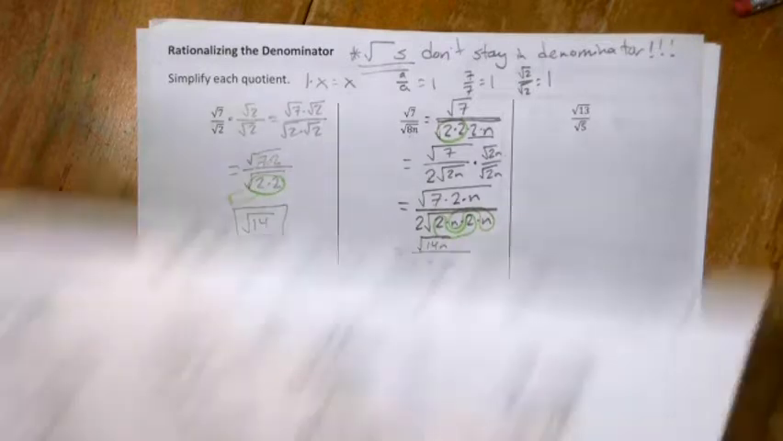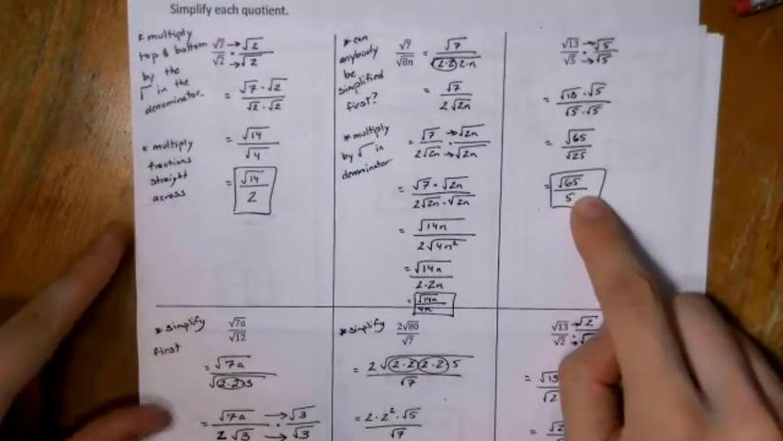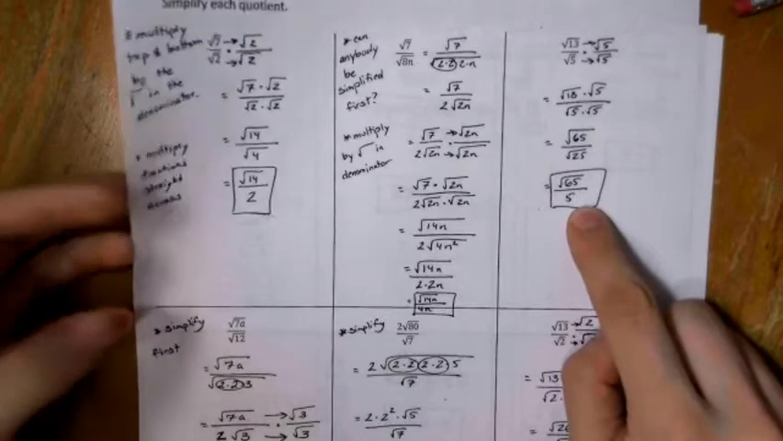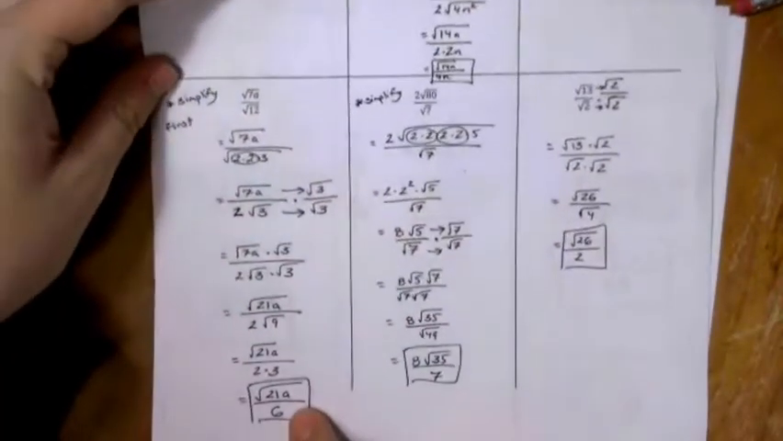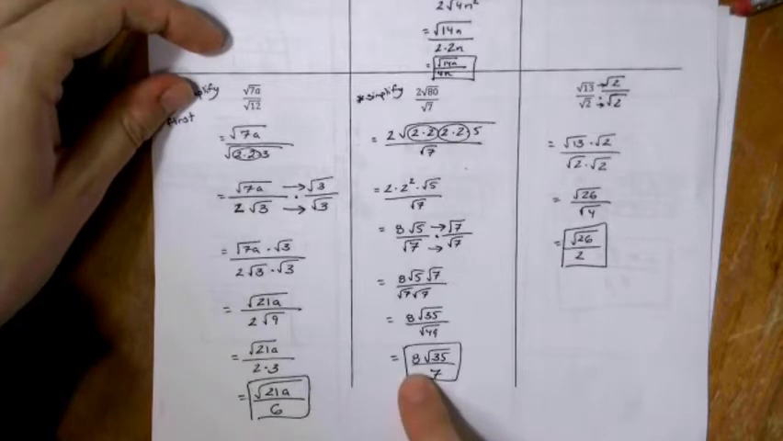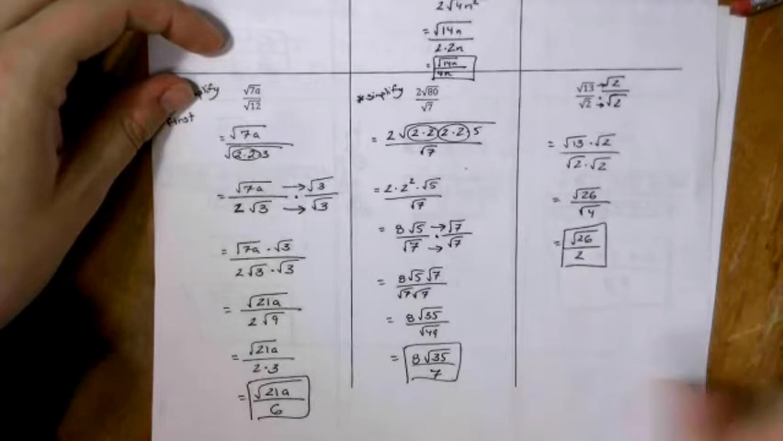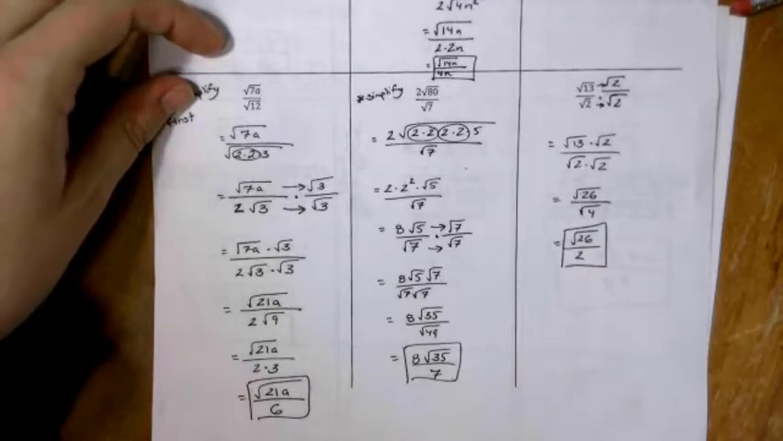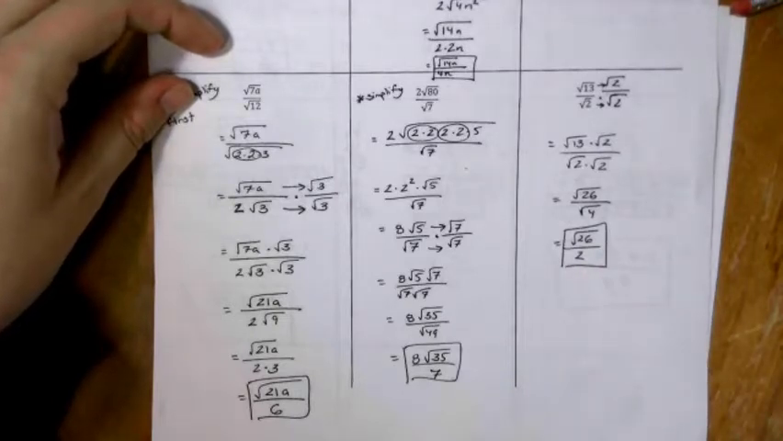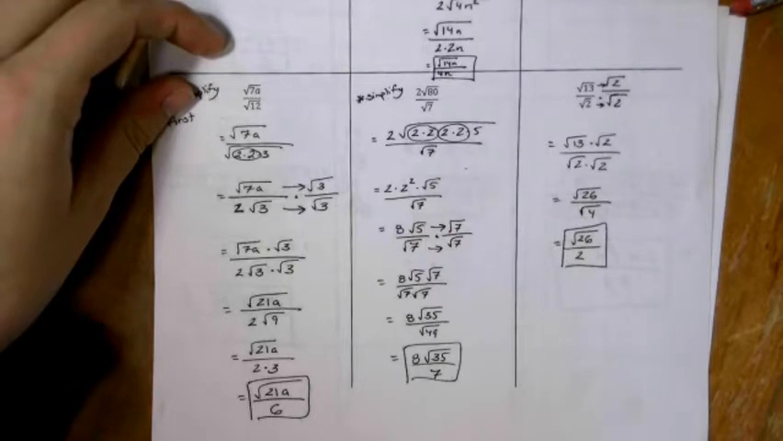All right, you should have gotten square root of 65 divided by 5. Square root of 21a divided by 6. 8 square root of 35 divided by 7. And the square root of 26 divided by 2. Again, email me with questions. We've seen this a little bit before, but we're clearing out cobwebs, and that's okay. Let's look at the next page.